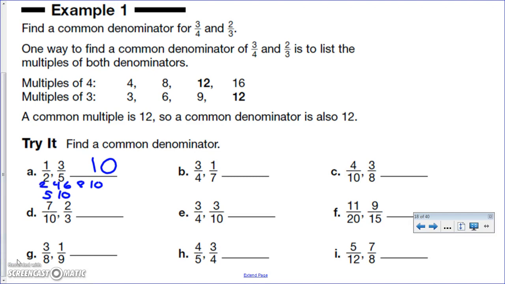For B, we have 3/4 and 1/7. So again, we're going to write out our common multiples until we find one that is the same on both lists. And we can see right there that 28 is our first common denominator.